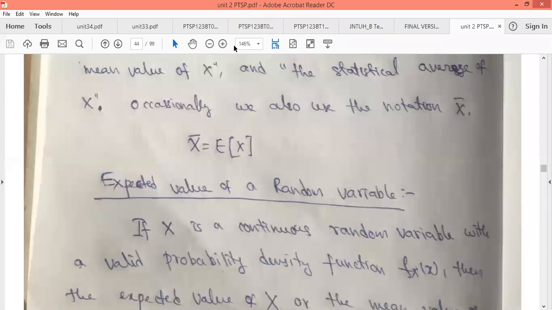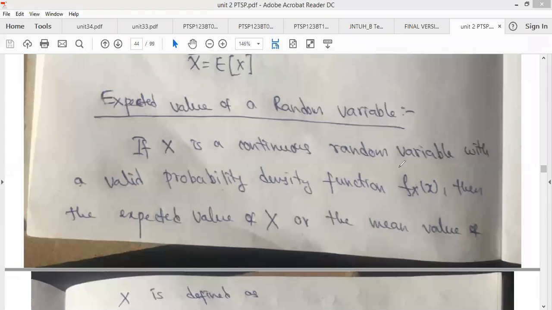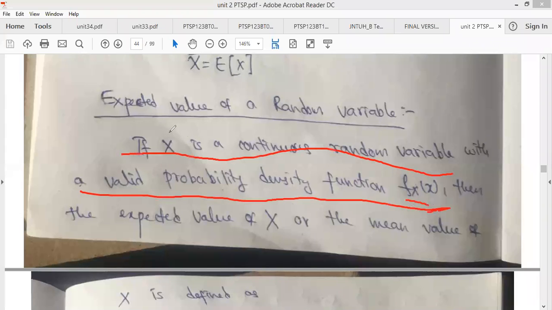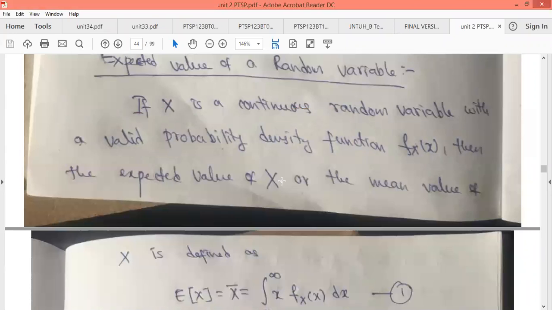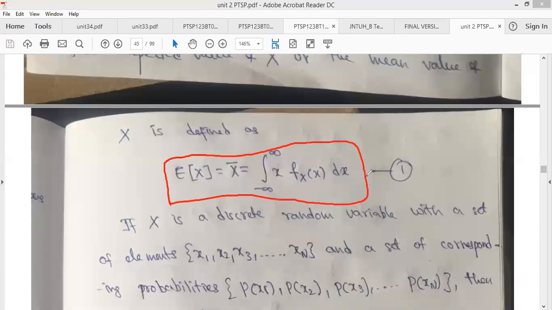For example, if capital X is a continuous random variable with a valid probability density function fx of x, where fx of x is the probability density function of x, then the expected value is given by the formula. You should remember this formula. The expected value of x, x bar, is equal to the integral from minus infinity to plus infinity of x fx of x dx. This is the formula we use to obtain the expected value of a continuous random variable x with probability density function fx of x.